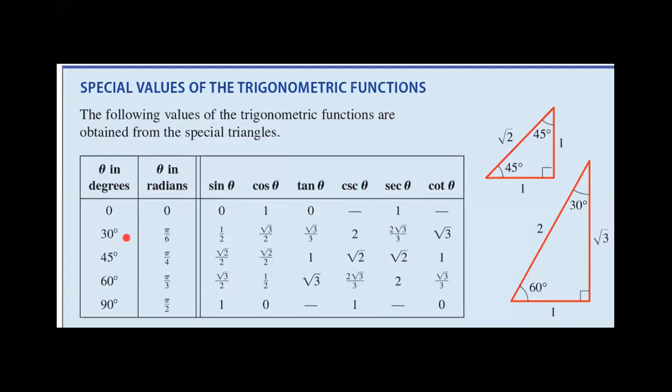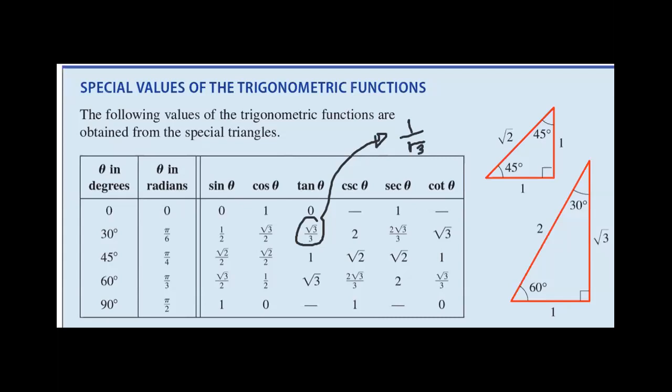For the angle 30 degrees, converted to radians, it's pi over 6. The sine of pi over 6 is 1/2, and the cosine of pi over 6 is square root of 3 over 2. The tan is sine over cosine, so it's equal to square root of 3 over 3, or equal to 1 over square root of 3.